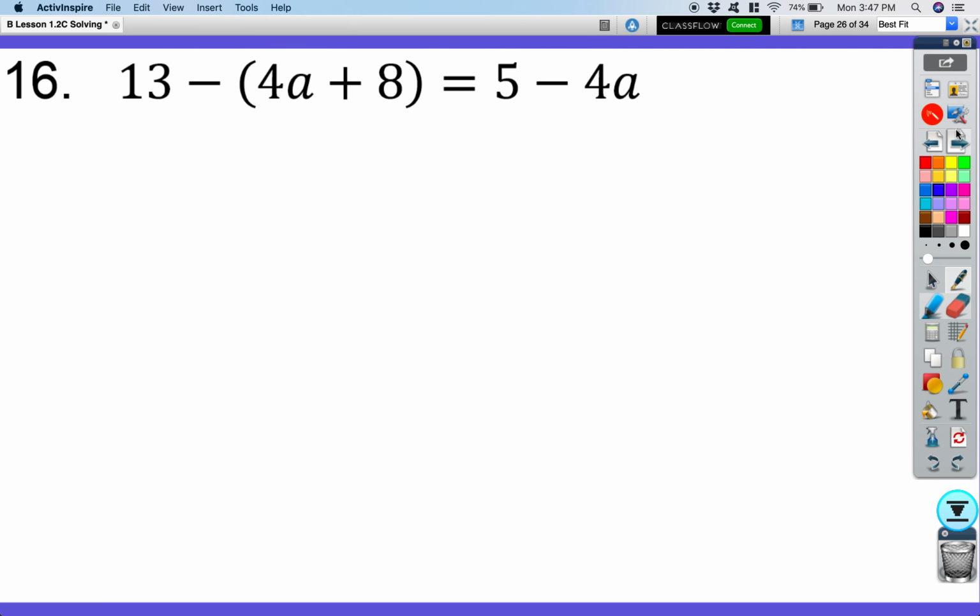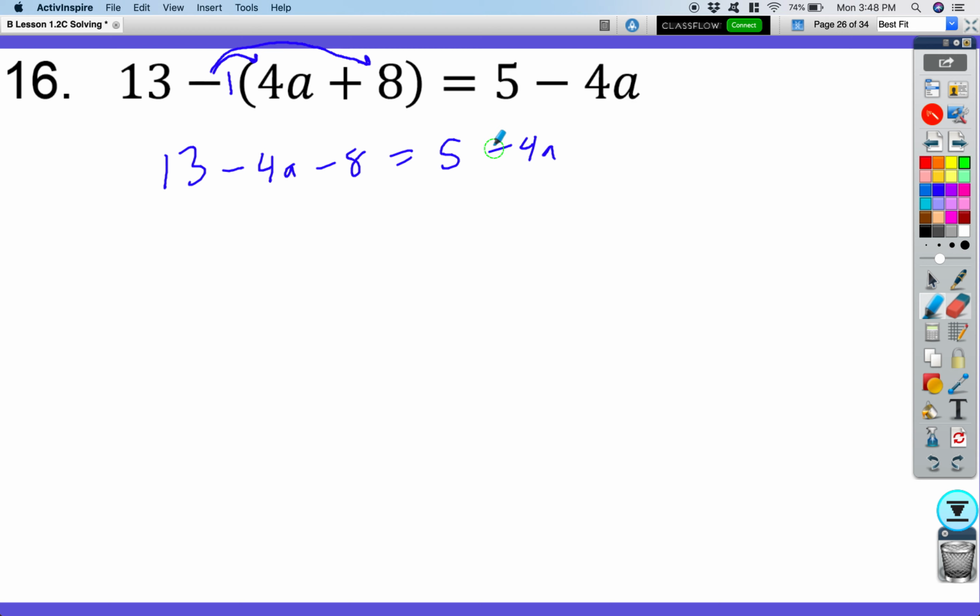So number 16, tricky one, guys. I have a negative in front of the parentheses. Remember, whenever there's a negative in front of the parentheses, it's like an invisible -1. What I would do is distribute the -1 to each and every term on the inside. This would give me 13 minus 4a minus 8 is equal to 5 minus 4a.